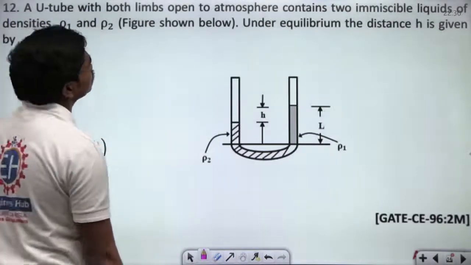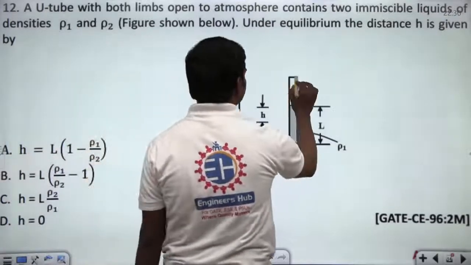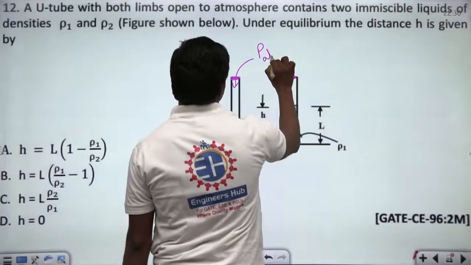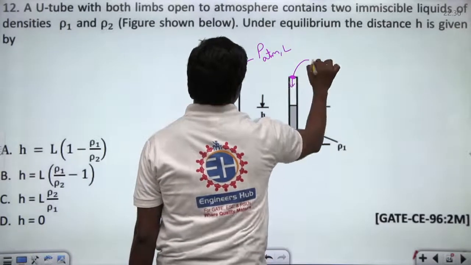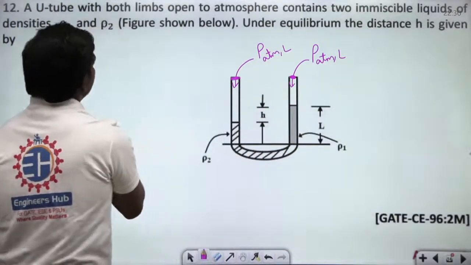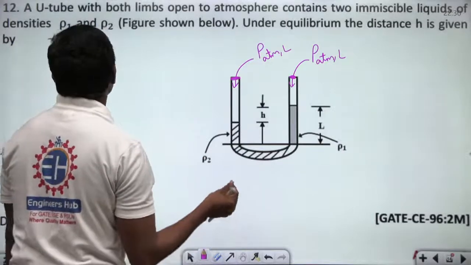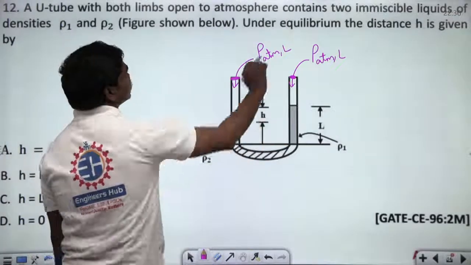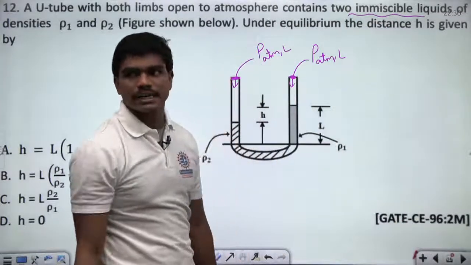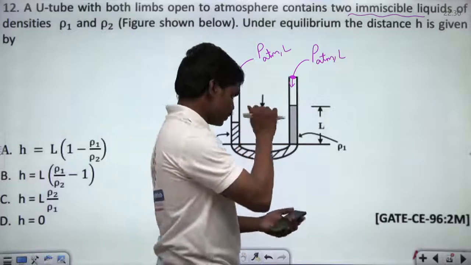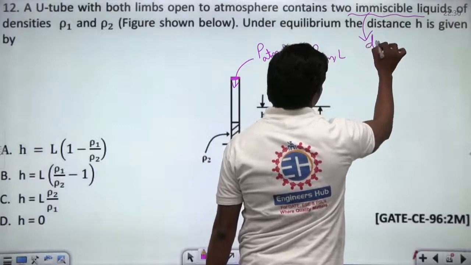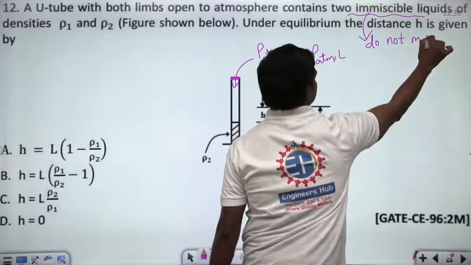A U-tube with both limbs open to atmosphere. So basically both limbs are open to atmosphere. I think there is no closing here. And this U-tube contains two immiscible liquids of densities rho 1 and rho 2. Immiscible means they can't mix with each other because of some density difference, like water and mercury, or like water and air. They can't mix basically. So, two immiscible fluids. Immiscible means they do not mix.